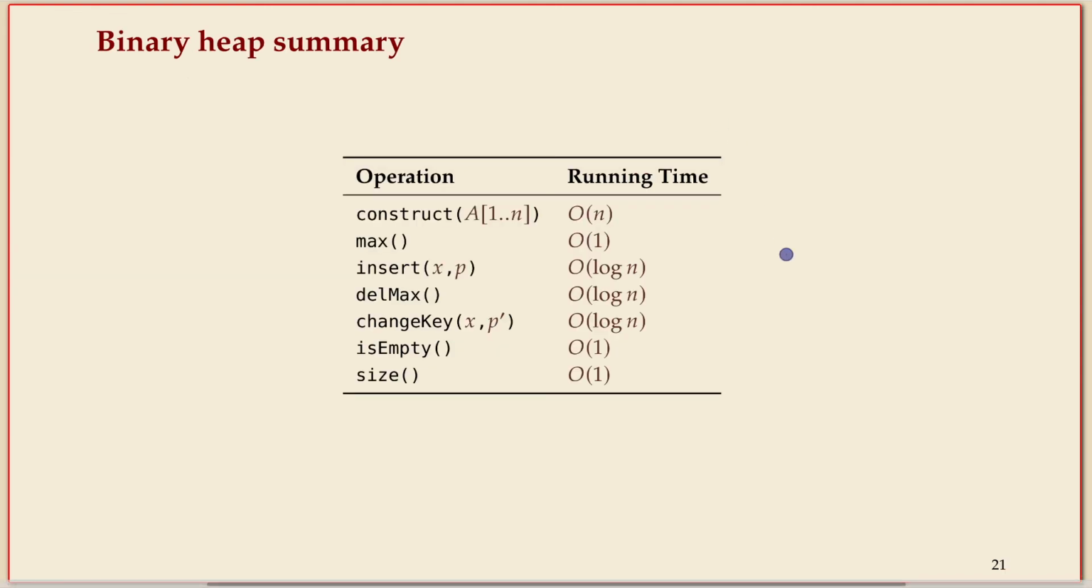Last slide is a summary of all the operations. If you work out what they are in terms of n, these are the running times for all the operations in binary heaps.